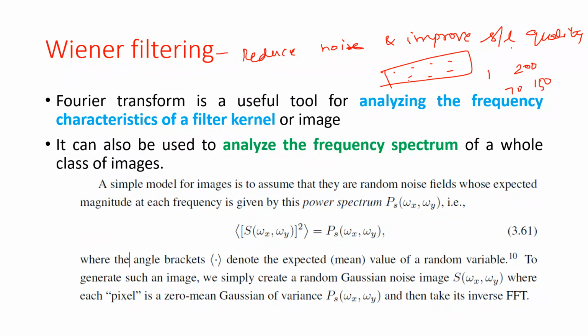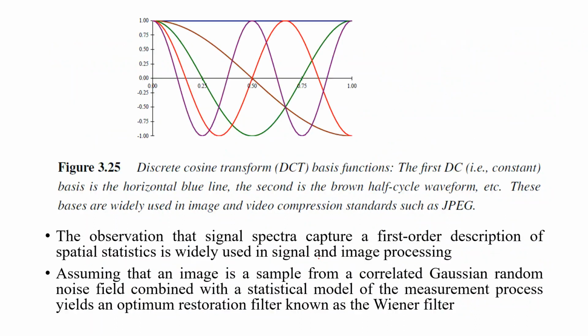So this is not a proper image. Each pixel will be in a different frequency domain and can have different strengths. Those strengths can be determined using the power spectrum. P of S represents the power spectrum of omega x and omega y. The result would be the expected magnitude, the magnitude squared, the squared amplitude at the given frequencies. This angular bracket represents the average over random noise, so the mean is nothing but the average over random noise.